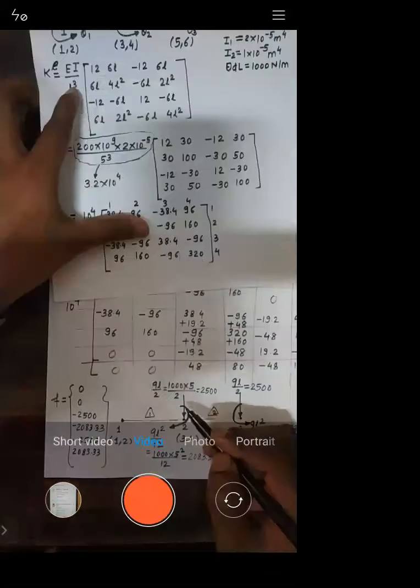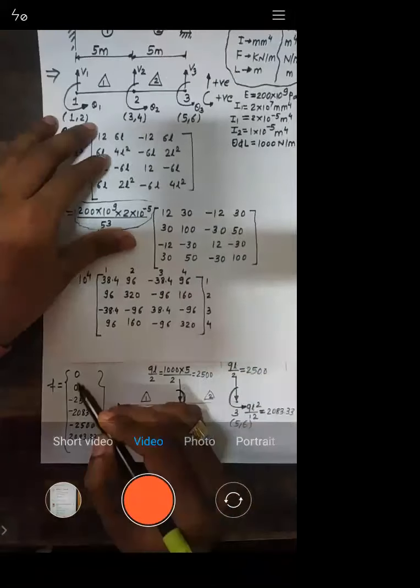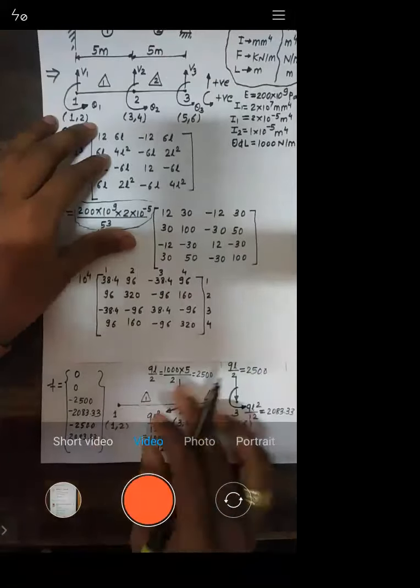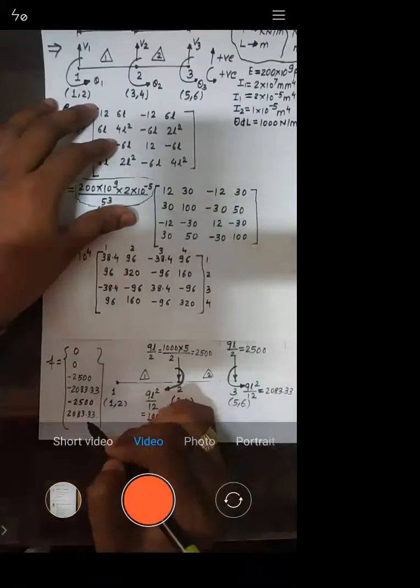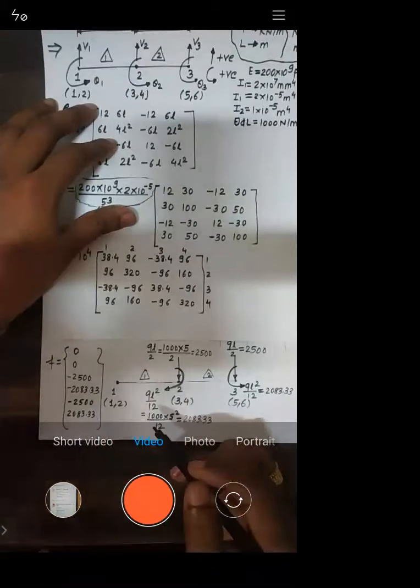Just see here. When you come back here, see, force, movement, and force, movement. This is to be written. Force, movement, force, movement, force, movement. This is for node number 1, this is for node number 2, and this is for node number 3.